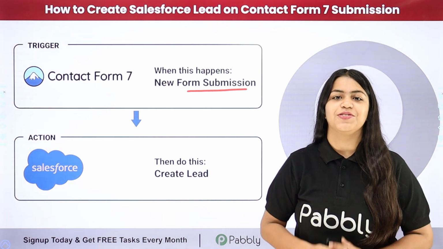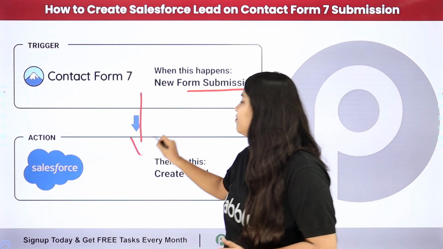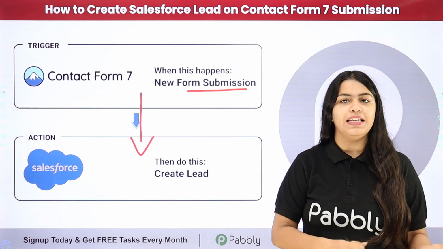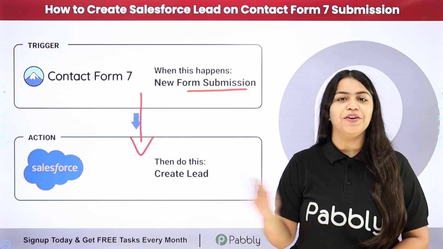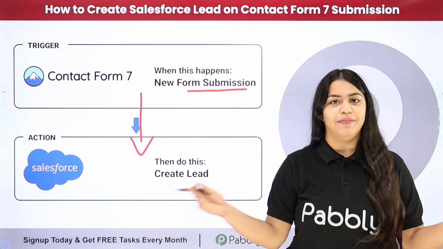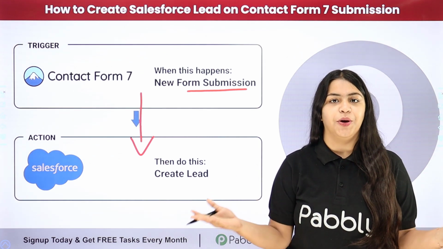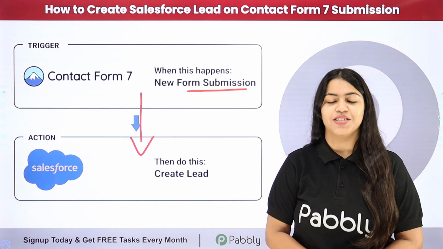To do this, we are going to create a connection between Contact Form 7 and Salesforce. To create this connection without knowing any programming or coding language, we are going to use Pabbly Connect. It is an amazing automation software. So do you also want to create this automation for your business? Then follow me through the screen.